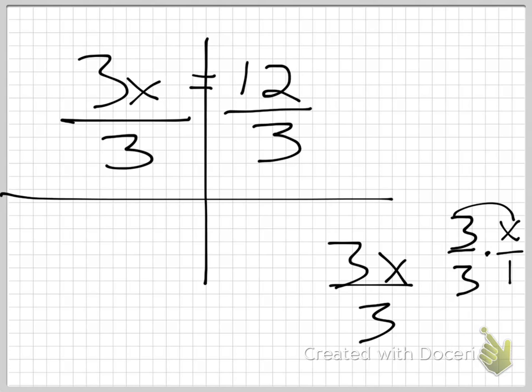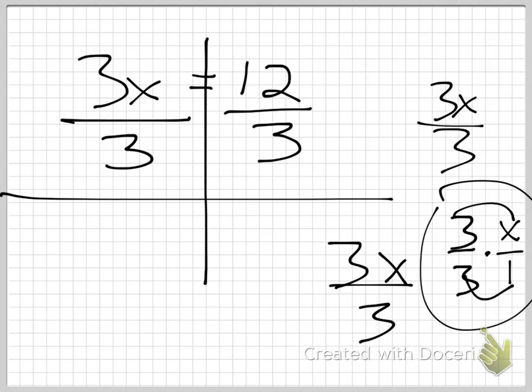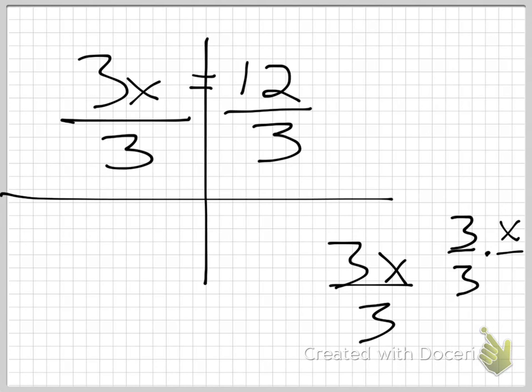What is 3 times x? 3x, right? And what is 3 times 1? 3. You see that they're the same thing? 3 over 3 times x over 1 is the same thing as this. Agreed? Also, knowing that that is true, what is 3 divided by 3? 1. Well, what is 1 times x over 1? It's just x.